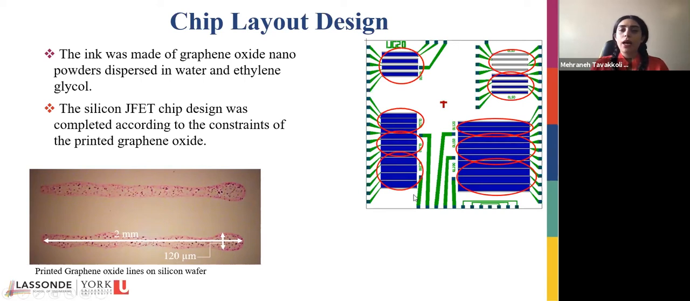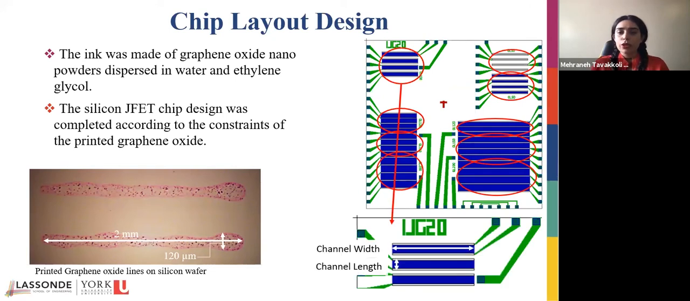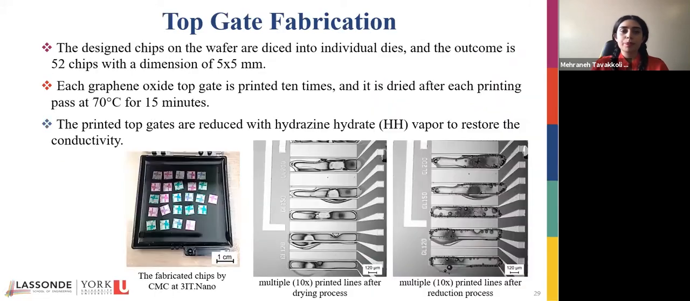We wanted to have as many devices as possible on the same chip, so it would be easier for us to test them at the same time. And since we were using inkjet printing, it was very easy to fabricate the top gates all at the same time. We also added some extra pads in the design to facilitate the probing of printed top gates, so we can use these pads to probe the top gates when we're measuring the IV characteristics.